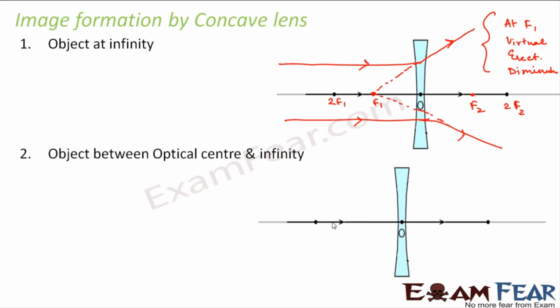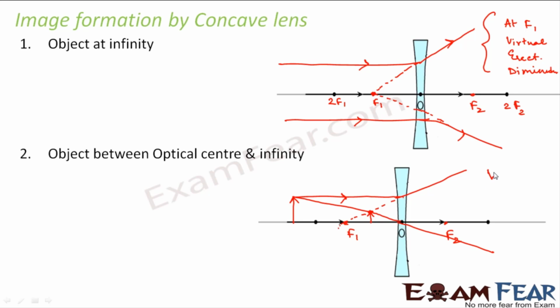Now let us suppose that the object is placed anywhere between infinity and the optical center. Let us suppose the object is placed at this point, and this is f1 and this is f2. Now what happens to this object? There is one ray which goes parallel to the principal axis. After refraction, it diverges as if it passes through the principal focus, somewhat like this. There is another ray which passes through the optical center and goes undeviated. So this is the point where the refracted rays meet. So this is my image, right?